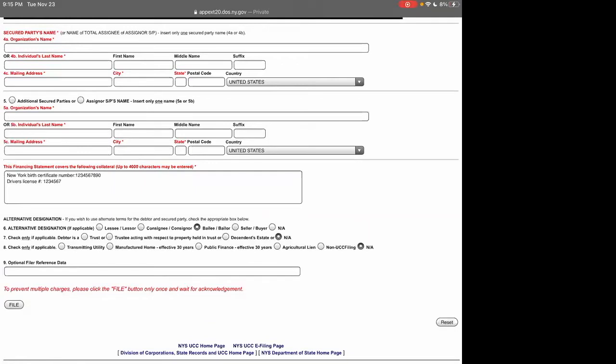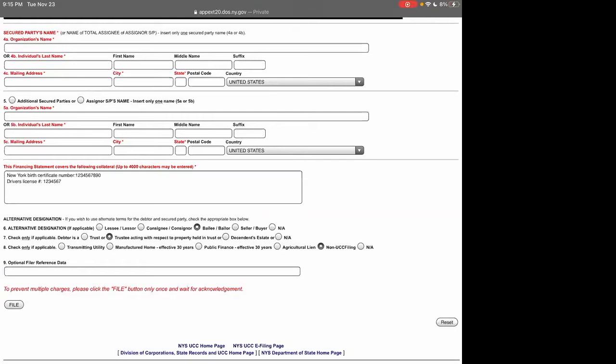Okay. And then number 8, check only if applicable: transmitting utility, manufactured home, public finance, agricultural lien, or non-UCC filing. So in this case, I would only check off non-UCC filing. One of these two, depending on which one I was doing, either decedent or trust, usually I do trust. But these are the ones that normally you'd be checking off: bailor, trustee acting in respect to property held in trust, and then non-UCC filing.